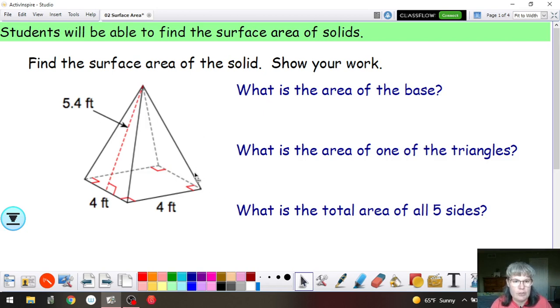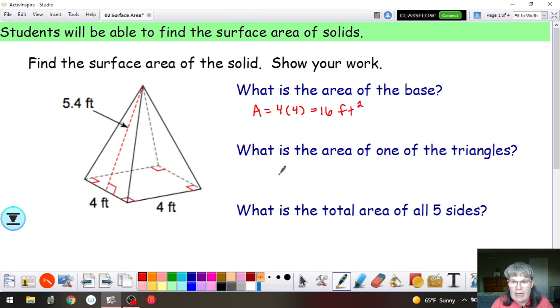So if we look at this first one, this base, I know that two of the sides are marked as 4 feet, so that means this shape is a square, and it's also our base since this is a pyramid. Pyramids have one base and then they have triangular sides. So we're going to start by finding the area of our base, and because it's a square, the area is going to equal 4 times 4, which is 16 square feet.